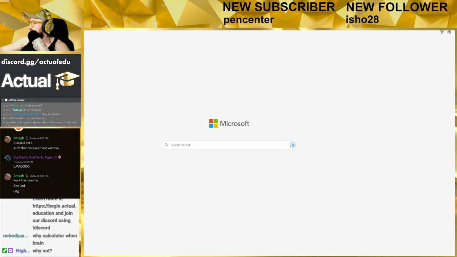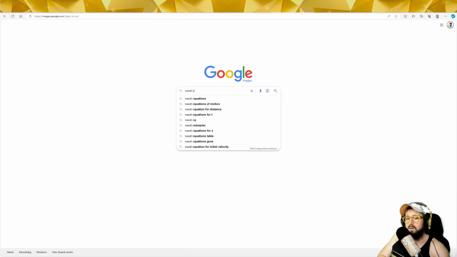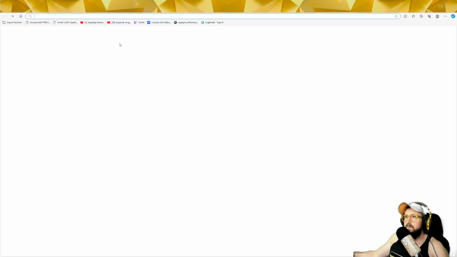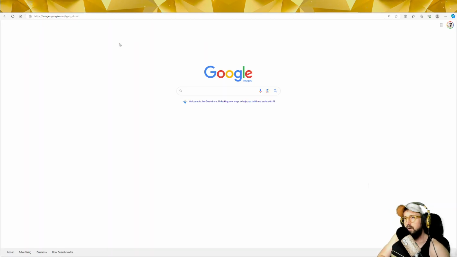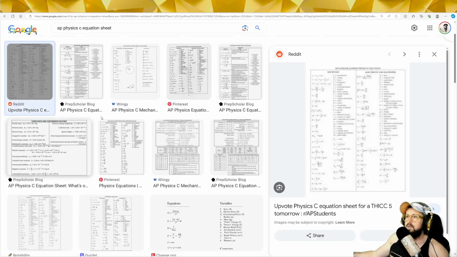I'm going to go get Noyce's favorite stuff. I'm going to get his SUVAT equations. He loves the SUVAT equations. How many equations are there, actually? I've been wondering. There's a lot. In physics, if you want to see the actual number of equations, here we go, the AP Physics equation sheet. This is the equation sheet they give you.